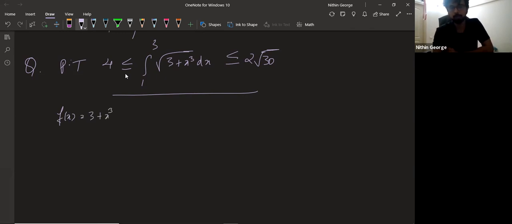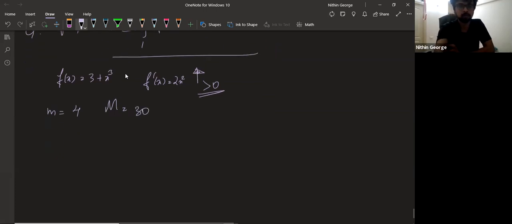Between 1 to 3, you know that 3 plus x cube is an increasing function. You want proof? F dash x is 3x square, which is positive between 1 to 3. So you know that it's an increasing function for sure. Since it's an increasing function, the minimum value will be at its first value when x is equal to 1. So it becomes 4. And the maximum value will be when x is equal to 3. That will be 27 plus 3, 30.